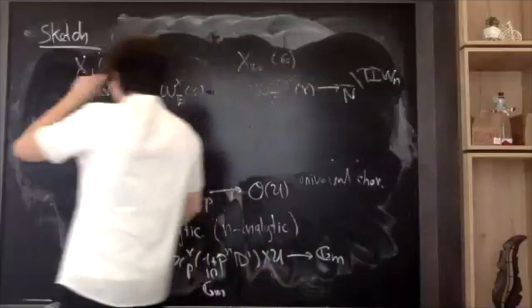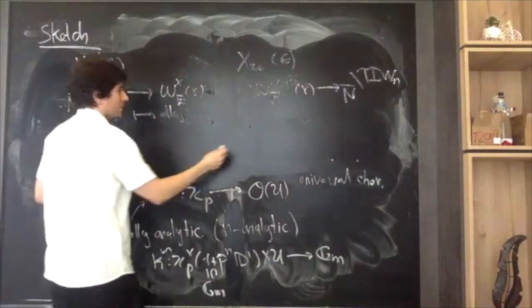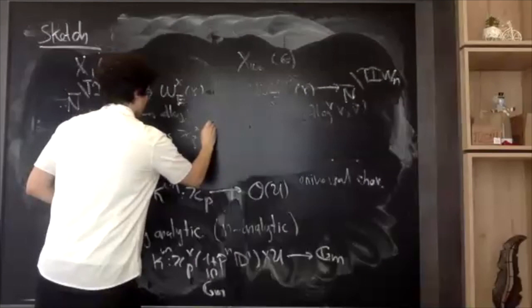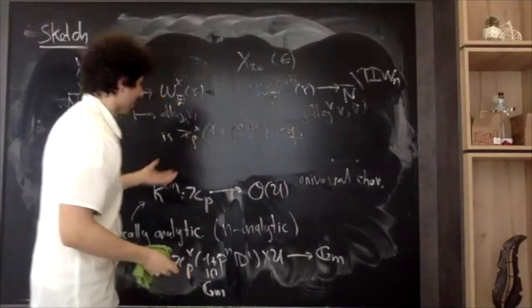Which again, by definition, sending similar over this one is actually CP cross 1 plus P to the N of those equivariant. Okay, for these two shapes. But these two maps are actually equivalent with respect to this analytic neighborhood of CP cross.